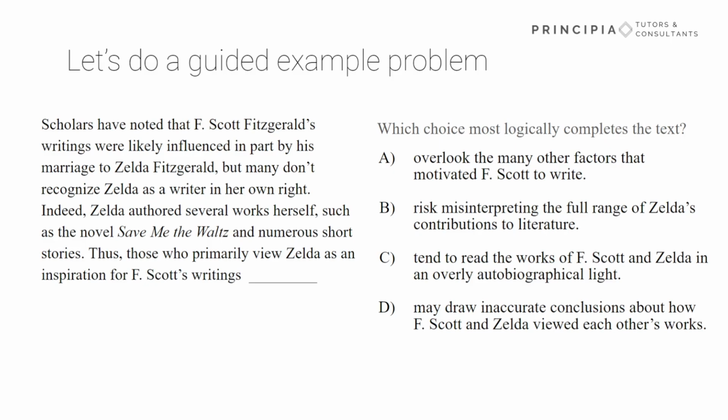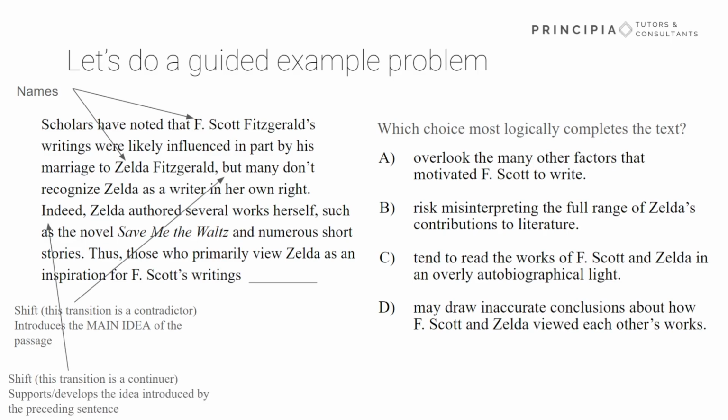All right, so some important things to note are the presence of these names and transitions. So first, we see F. Scott Fitzgerald and Zelda Fitzgerald, and then we see that important transition, but. That is a contradictor and it's introducing the main idea of the passage, where it's many don't recognize Zelda as a writer in her own right. From there, we see a continuer transition, developing the idea that was previously introduced in that sentence with the but in it.